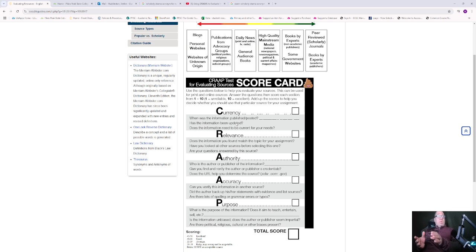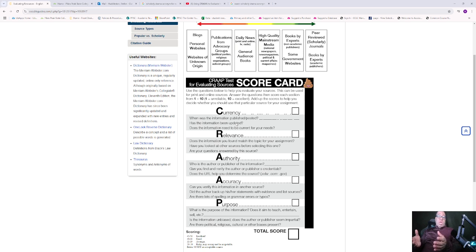Also, when you look at the publisher, you want to think about what are the goals of that publisher. Is this an academic publishing house that is putting out information to educate? Is this information coming from, say, a particular organization or a company that might be backing their agenda?